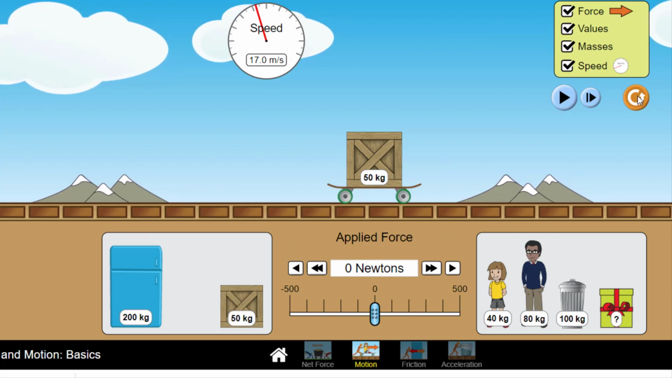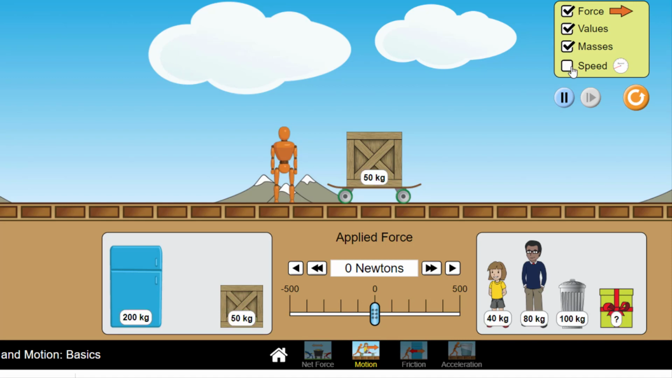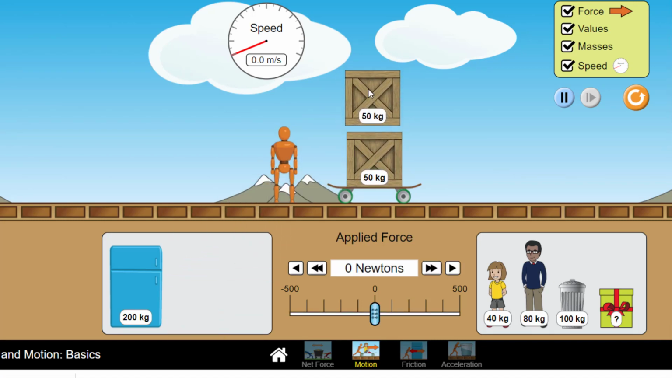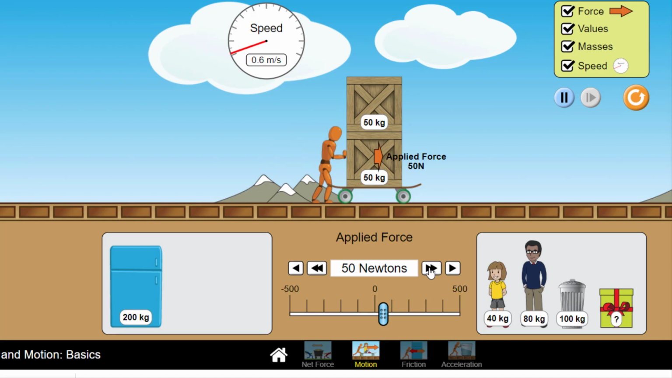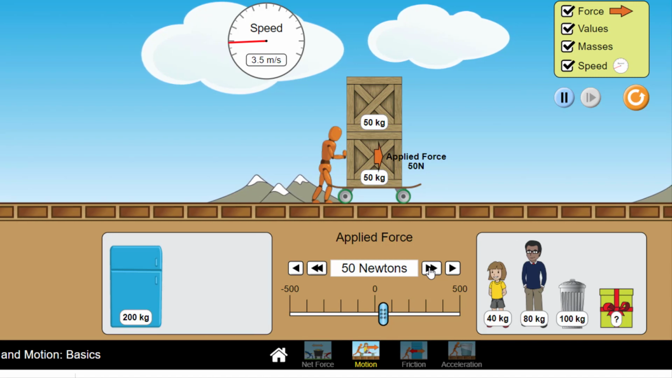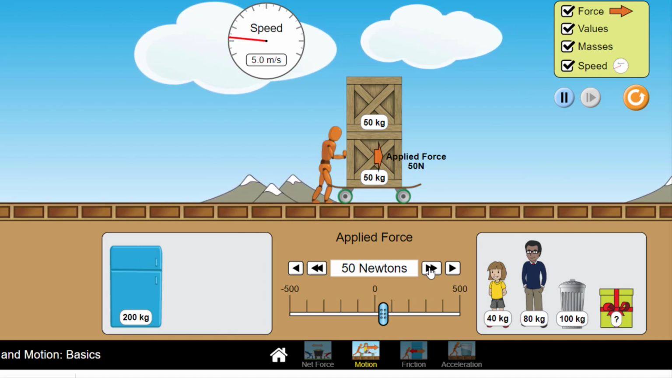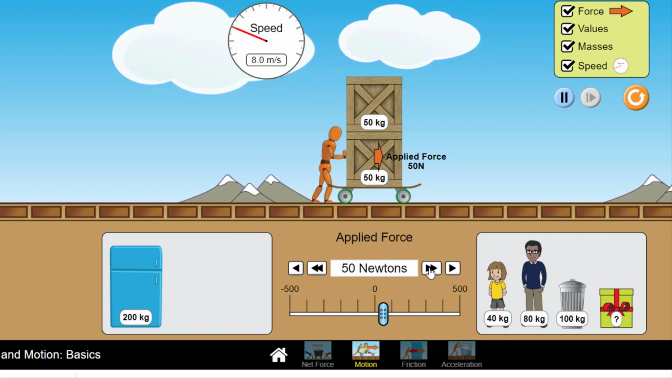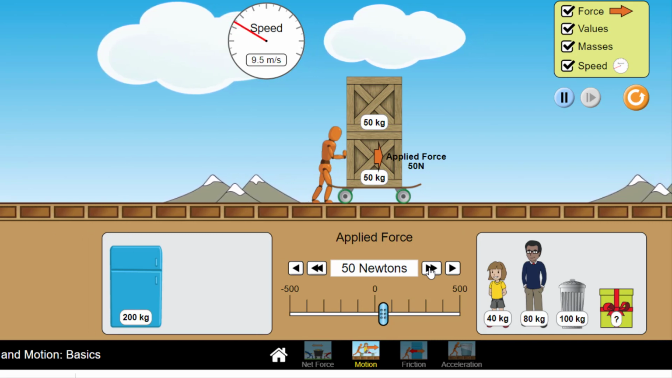So let's bring everything back again, and this time rather than one wooden crate, we're going to use double the wooden crate. So put one crate there and a crate on top like that. We've doubled the mass of the object which the man is going to be pushing. I'm going to keep the force the same, 50 newtons. So let's examine what happens. You can see that the increase in the speed is much less. We can also say that the acceleration is less. So by making the mass bigger, we've made the acceleration of the object smaller.